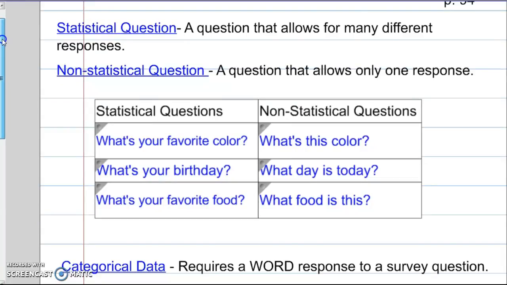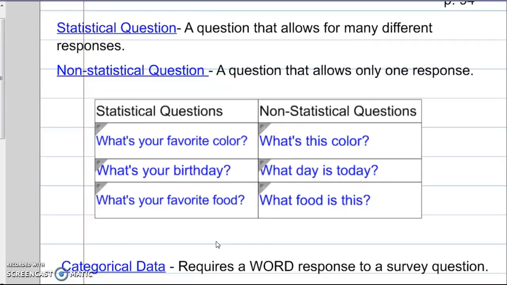So the first note that I want you to add to page 94 of your notebook is the definition that you see now of categorical data. If you will pause your video and copy the word and the definition. So you just copied that categorical data is a question, a survey question, where a word response would be required.